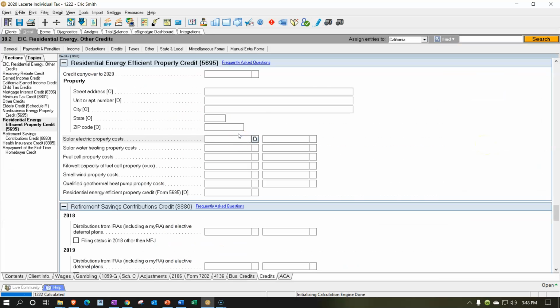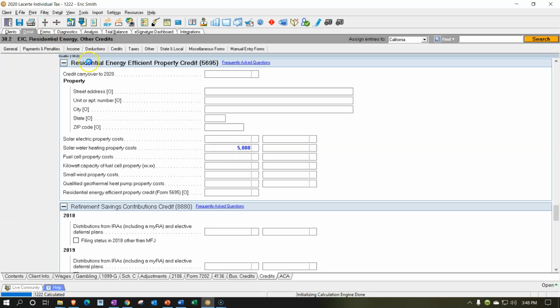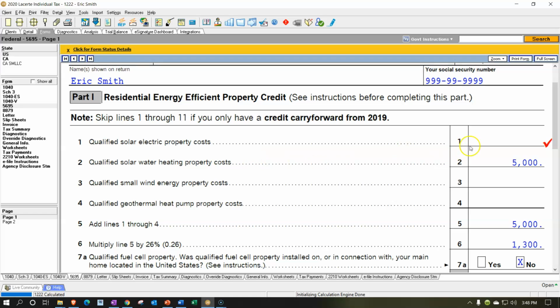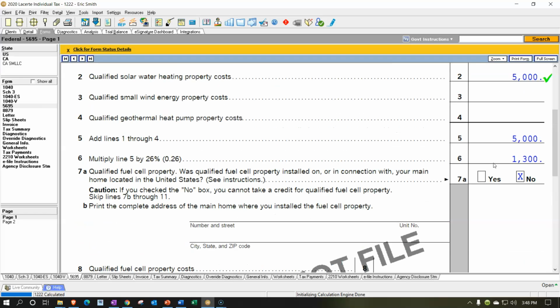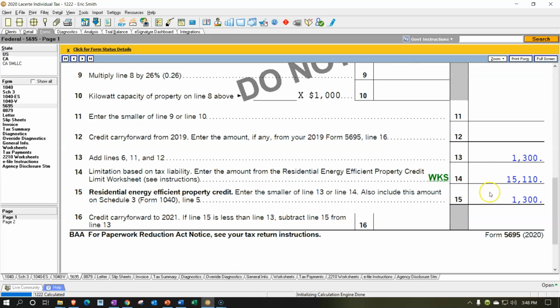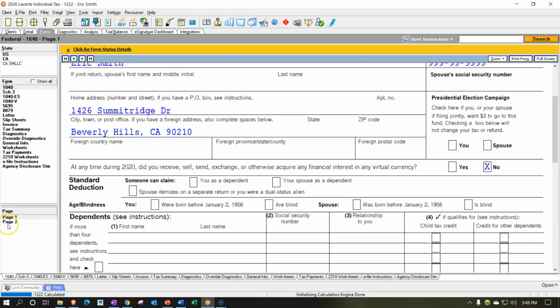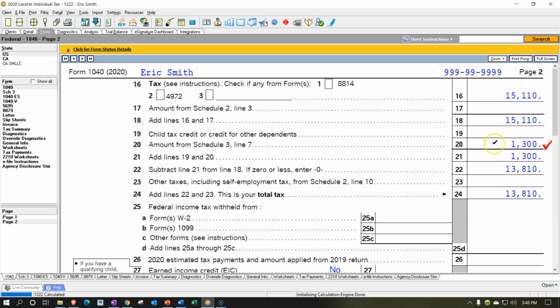If we then move on down, I'm going to say we have 5,000 in the solar water heater property. So solar water heater property, it's going to move down here to the solar water heater for the 5,000. We got the 1,300 being calculated once again at the 1,300, and then that would pull forward ultimately to page 2 of the 1040. There's the 1,300 here.